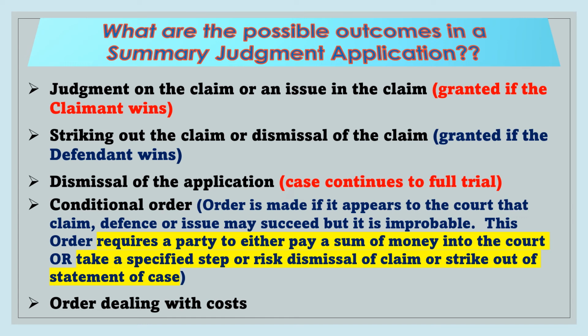The court may also decide to issue a conditional order, and it would do so if it appears to the court that the claim or the defense or the issue may succeed, but it's improbable. And so what that means now is that the court is going to require the party to do something, and it may either be to pay a sum of money into the court or to take a specified step or risk dismissal of the claim or strikeout of the statement of case. The court may also issue an order which deals with costs. These are all some of the possible outcomes of a summary judgment application.